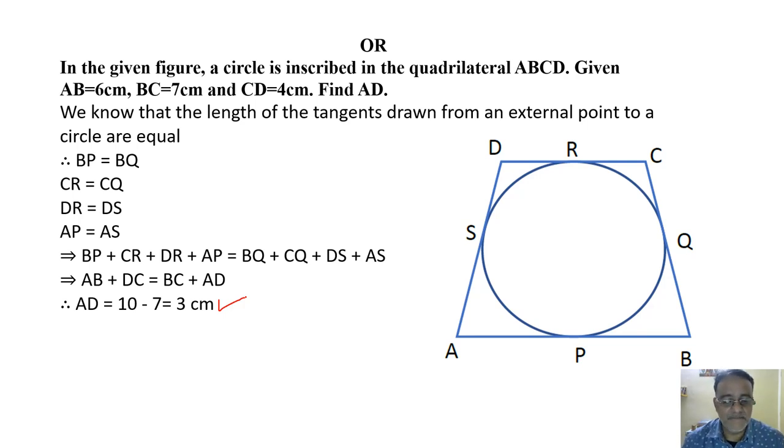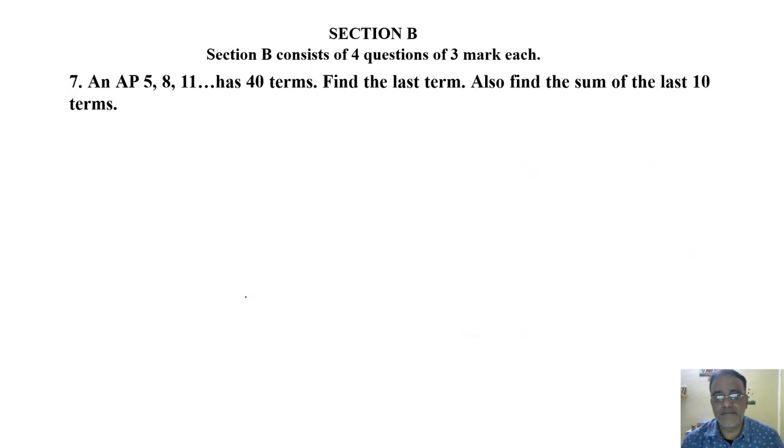So this is important for even standard also. Right, so now we are moving toward Section B. It consists of 4 questions, 3 marks each, and one internal choice question is there.